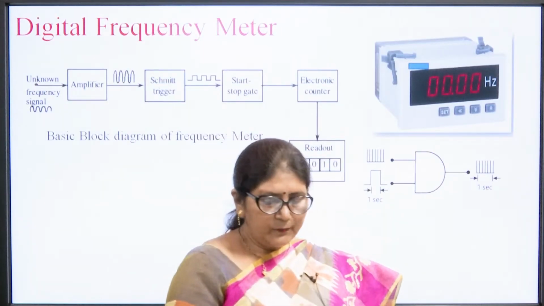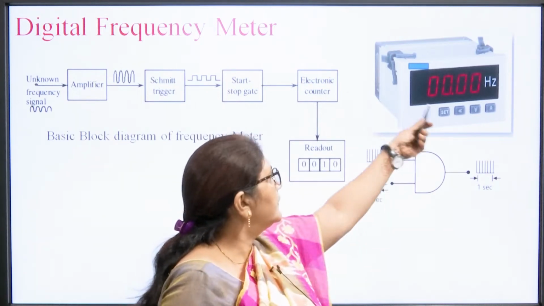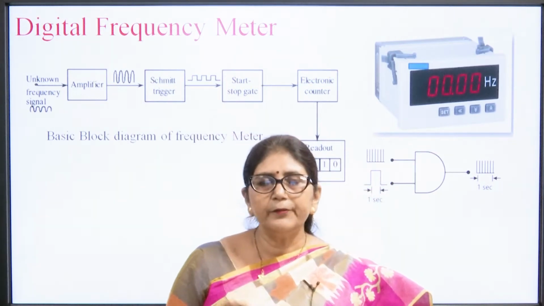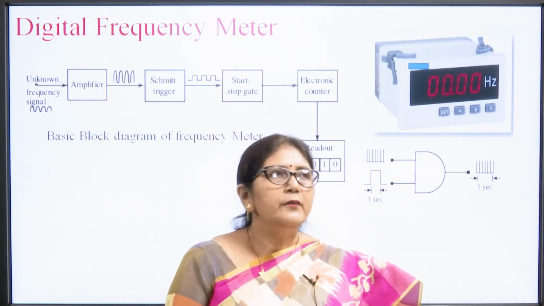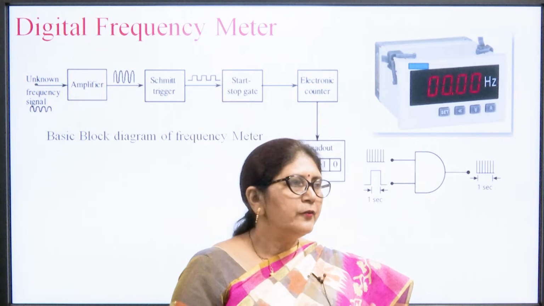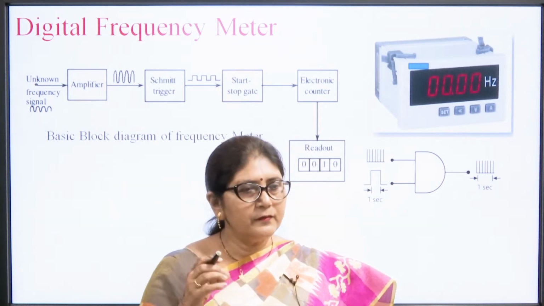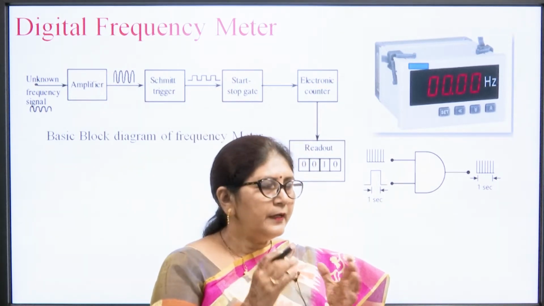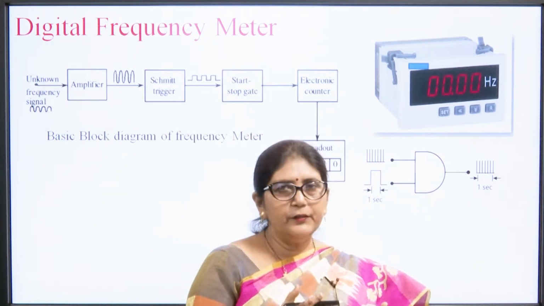So, this is the digital multimeter. We can see this is the digital multimeter which is showing the frequency in digital form. So, suppose we want to measure the frequency of any instrument. So, what is frequency? Frequency means the cycles completed in 1 second.